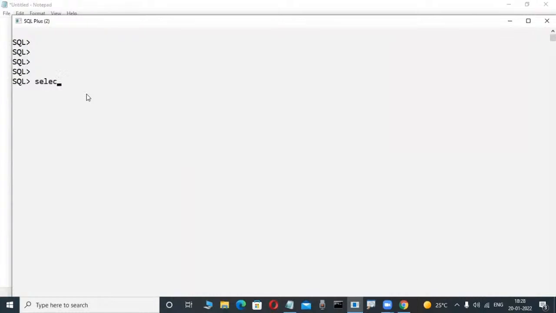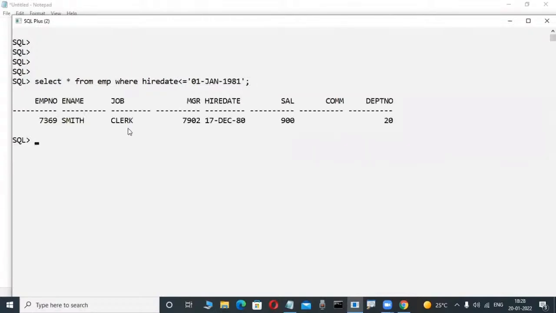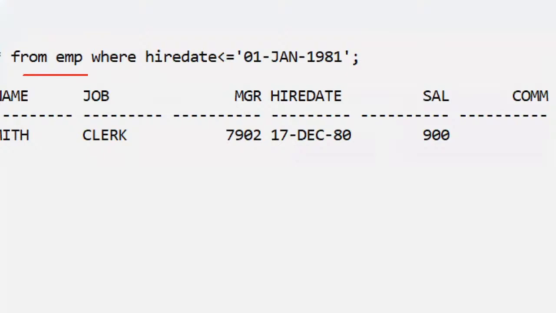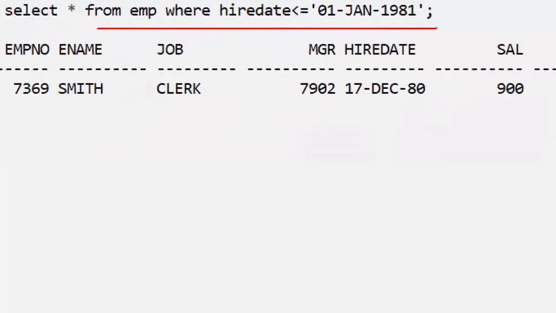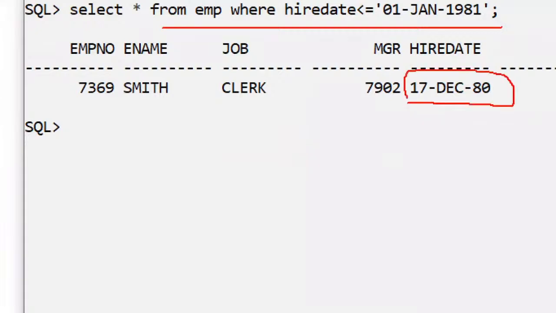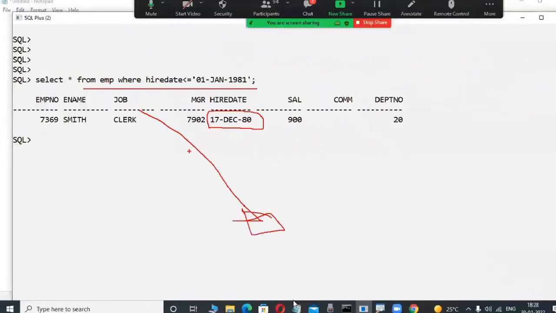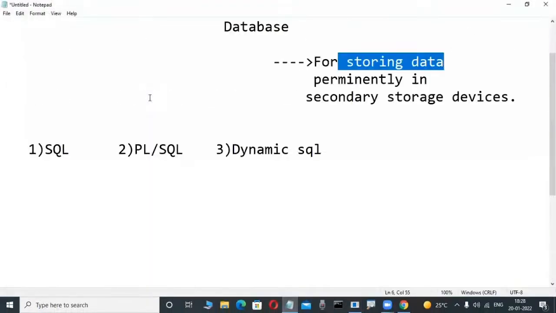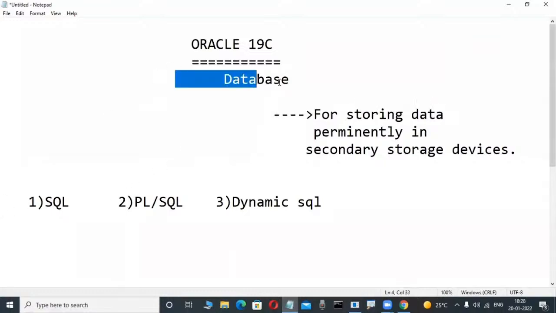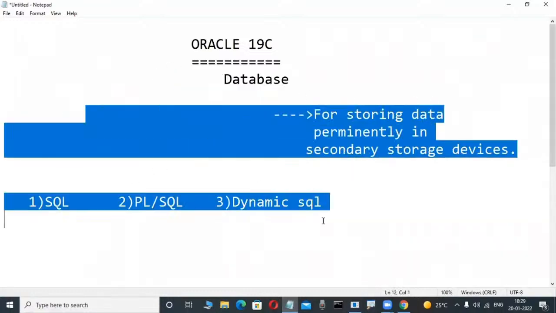These are called queries. Observe here: select star from table name where hire date is less than or equal to 1st January 1981, for example. Just by writing the query, the data is automatically displayed. With a single line of code, the employees who joined before 1981 are automatically retrieved from the database. That's why efficient data retrieval is most powerful. We achieve this through these databases and these languages.